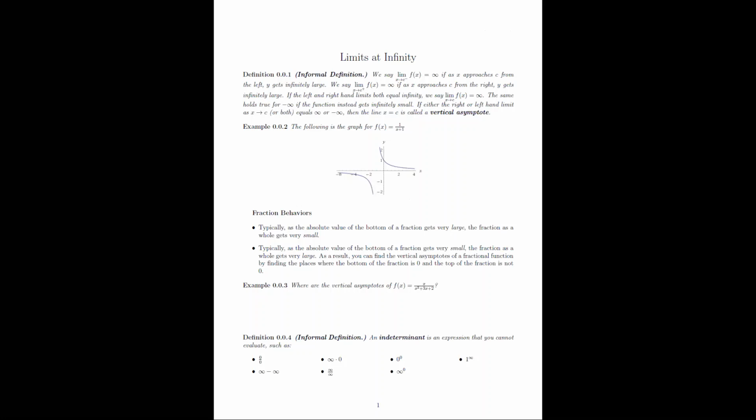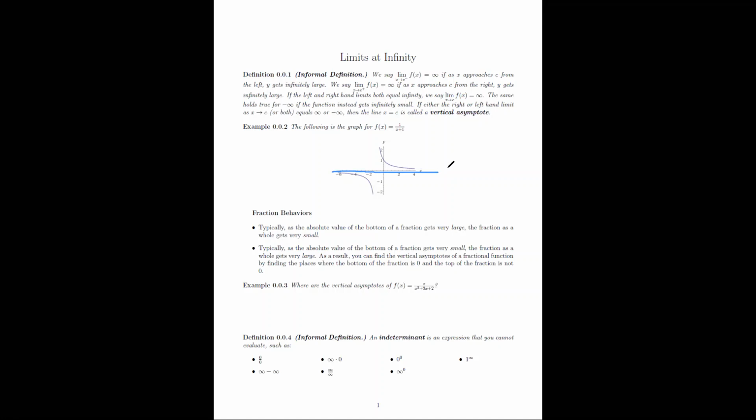If we look back at our function 1 over x plus 1, our horizontal asymptote is 0 in both directions, right? As x is getting infinitely large, we're getting closer and closer to 0. And as x is getting infinitely small, we're also getting closer and closer to 0. So this would be the limit as x goes to infinity of our function f of x equals 0. And similarly, the limit as x goes to minus infinity of f of x also equals 0. And we can see this by exactly what we were just talking about.